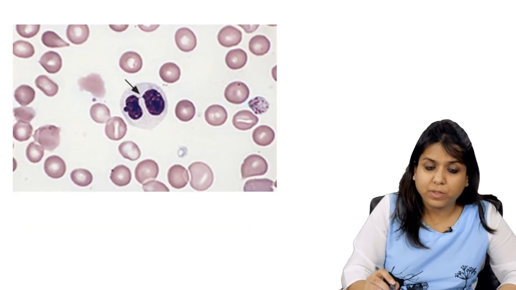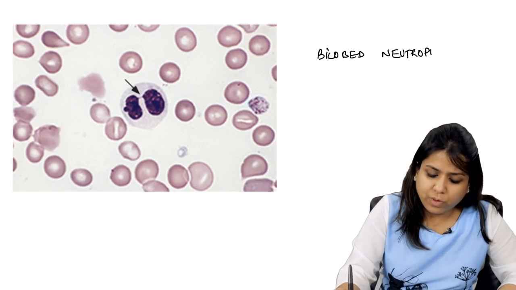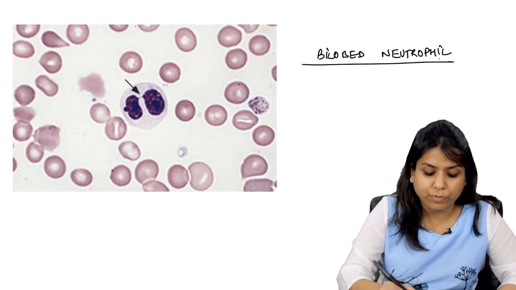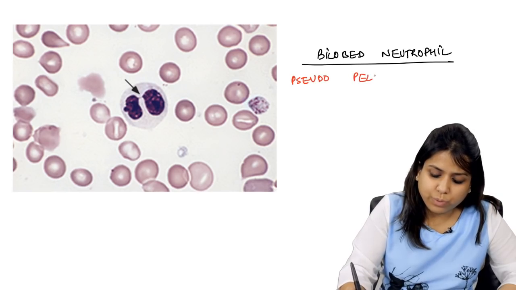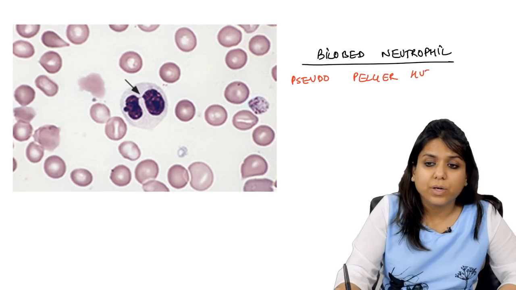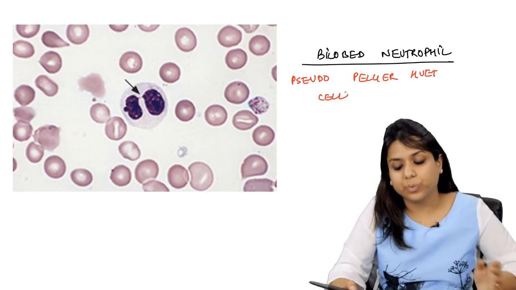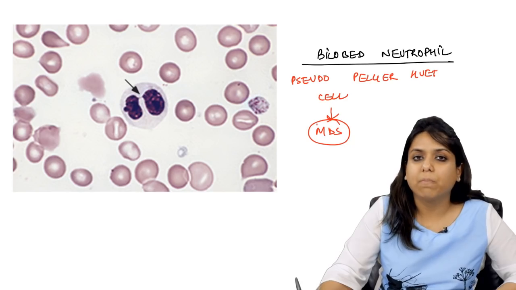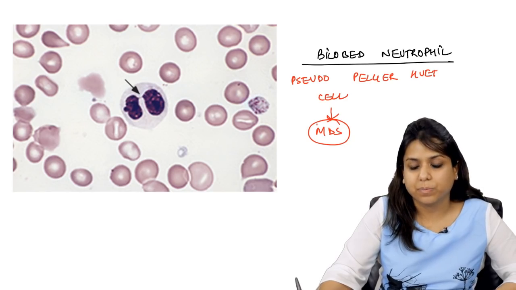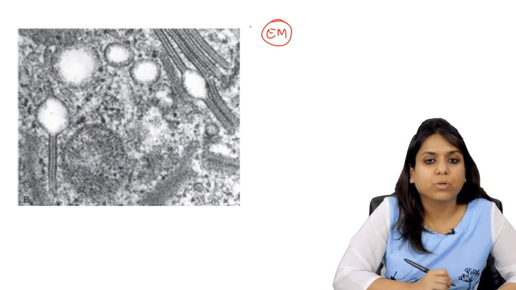This is a peripheral smear with a bilobed neutrophil. Can you appreciate? This neutrophil has got two lobes. It's a bilobed neutrophil, and this neutrophil specifically is called a pseudo-Pelger-Huet cell, which can be seen in myelodysplastic syndrome, MDS, right?